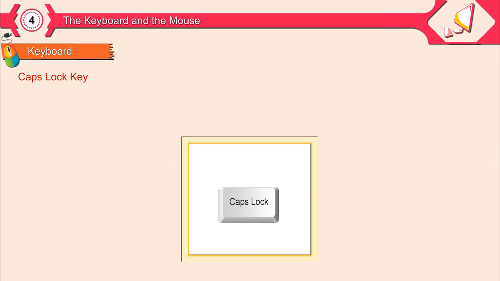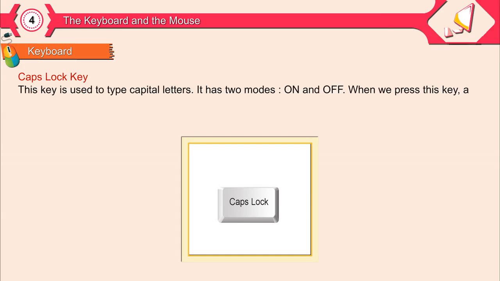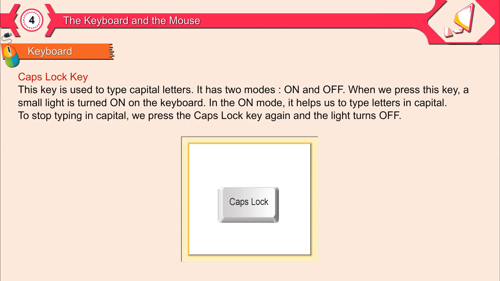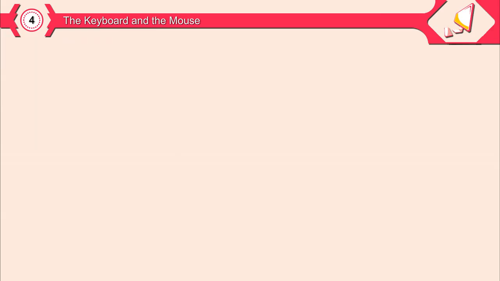Caps lock key. This key is used to type capital letters. It has two modes, on and off. When we press this key, a small light is turned on the keyboard. In the on mode, it helps us to type letters in capital. To stop typing in capital, we press the caps lock key again and the light turns off.